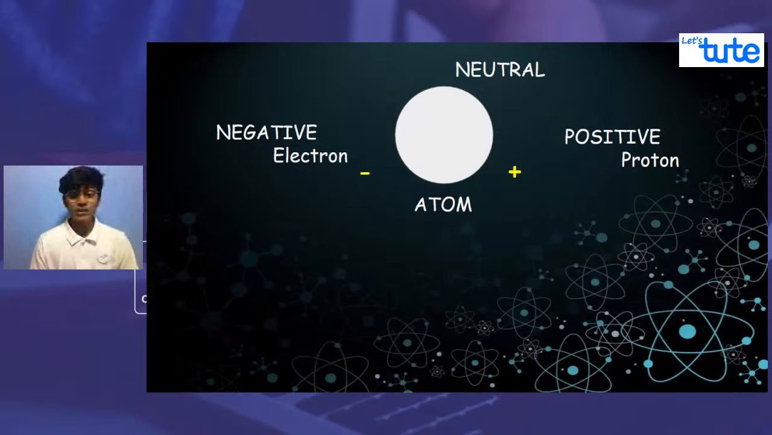And the electron was discovered by J.J. Thomson. So these were the two things discovered by different scientists, and there was a need for a structure of the atom, like what the positions of the electron and proton inside the atom are. So there was a race between many scientists.